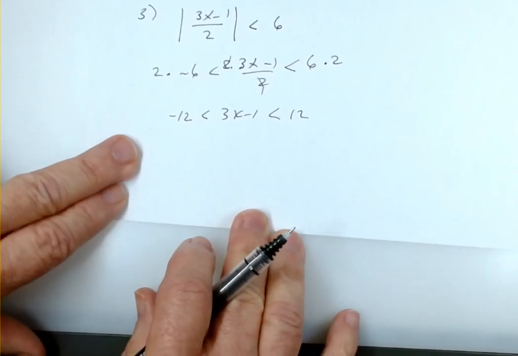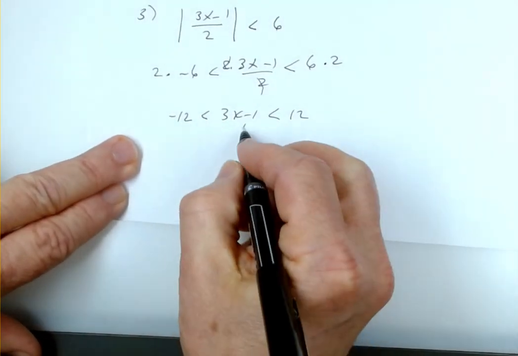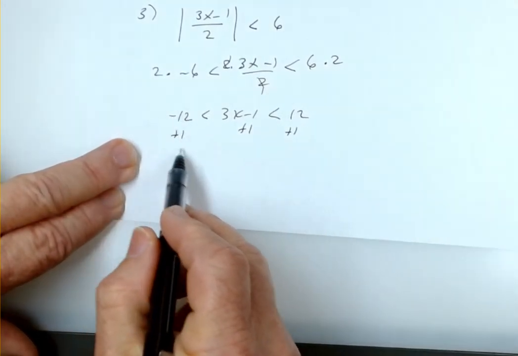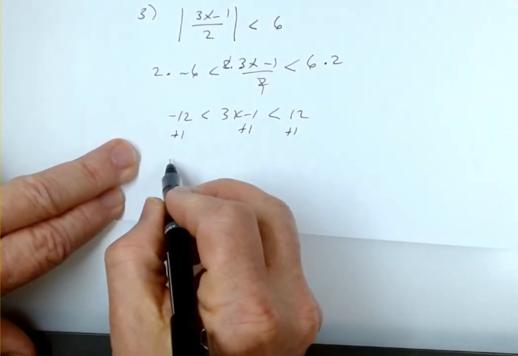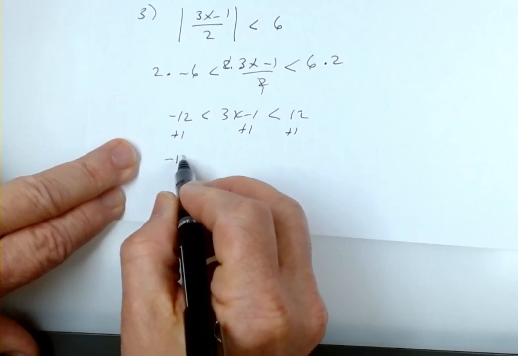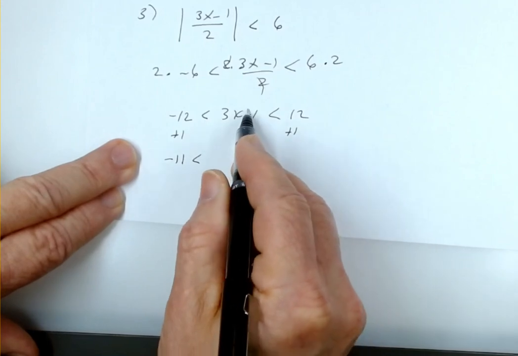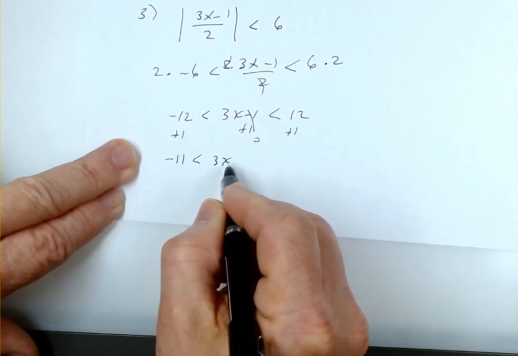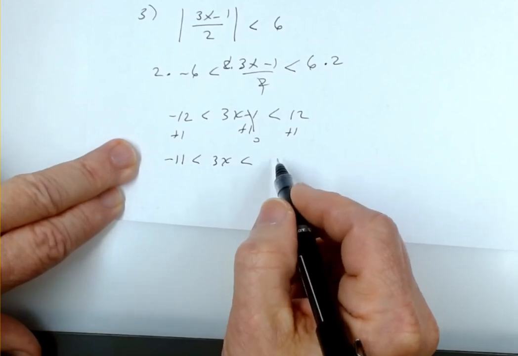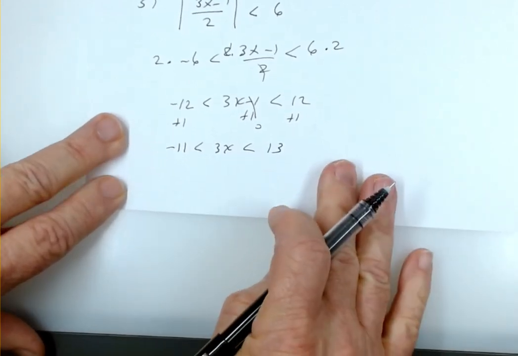What's the next step? Add 1 to all parts. So what's the left-hand side? It's negative 12. No, it's negative 11. It's less than 3x, which is less than 13. I'm sorry, 13. All right, what's the next step?